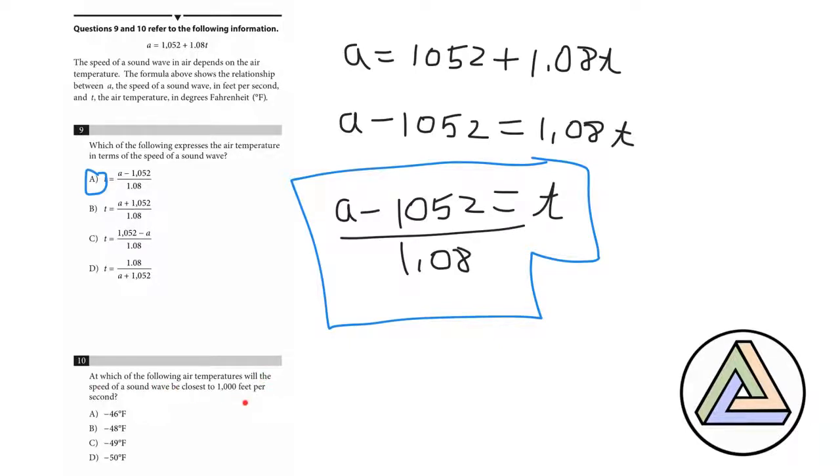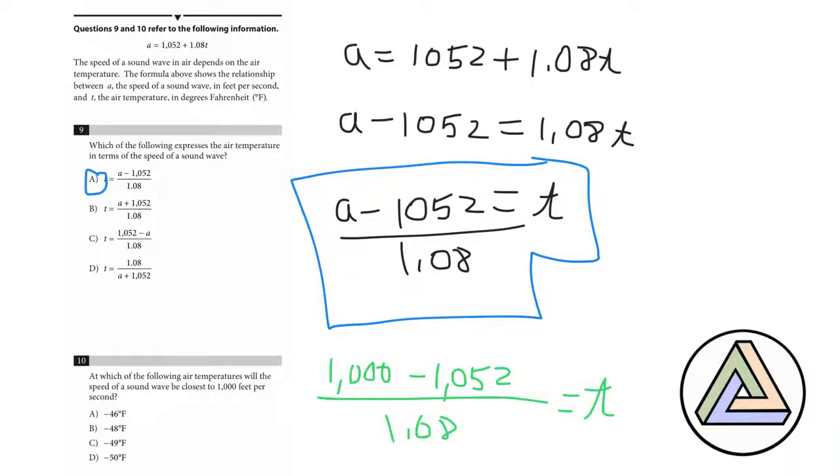Which of the following air temperatures will the speed of a sound wave be closest to 1,000 feet per second? So once again, the speed of the sound wave is A. So you want to force A to be 1,000 and then solve for T. What's actually cool is you could totally use this one, because if you just plug in 1,000 here, that's going to give you the answer. That might even be a smarter way. So it's 1,000 minus 1052, all over 1.08. And basically that's the answer.